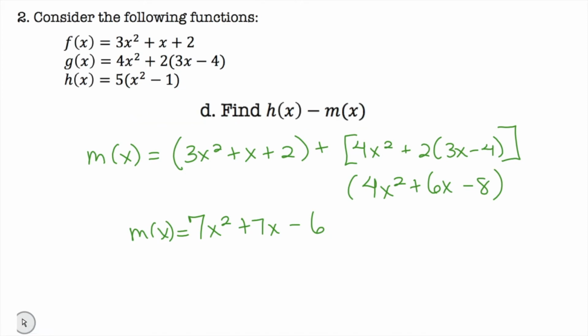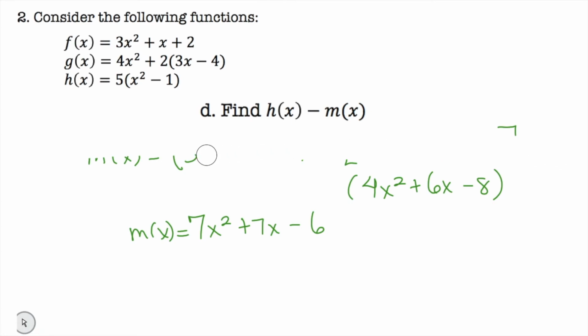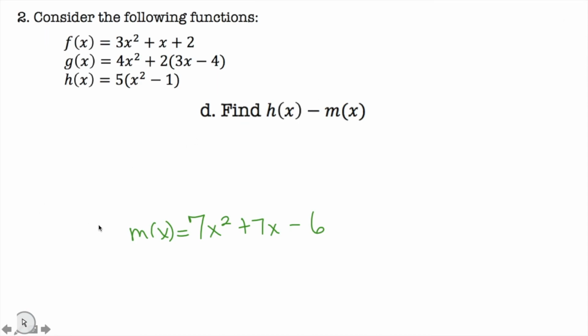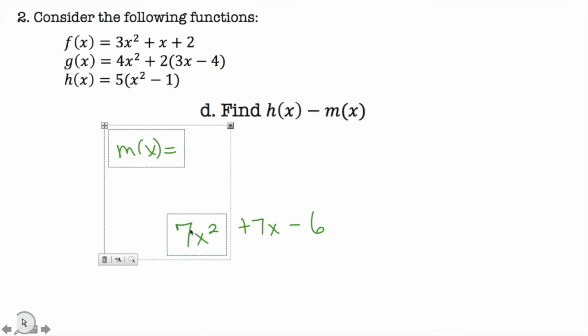And for D, you need to keep this answer for m and use it to solve the next one. So we're going to use it to solve h of x minus m of x. So I'm going to bring this back up. Let's see if it'll drag with me. Oh, no, separately. Oh, geez. I'm just going to rewrite it.